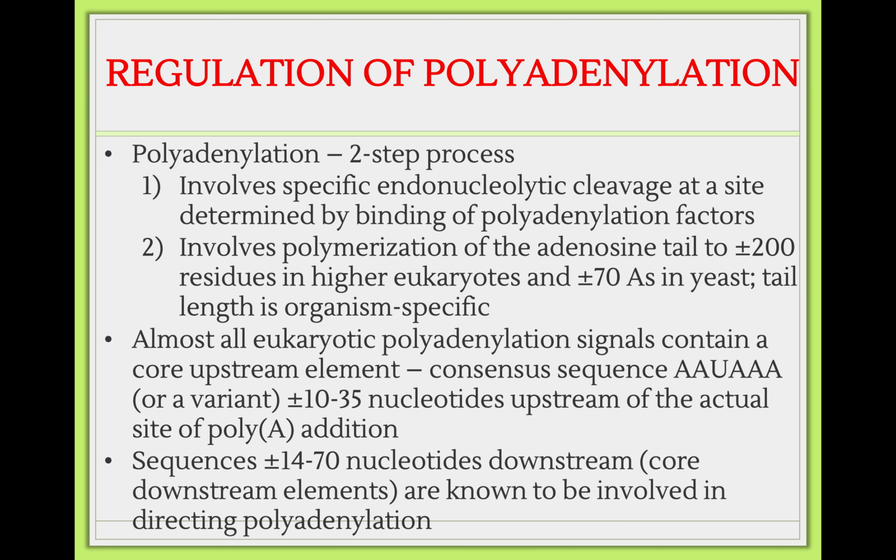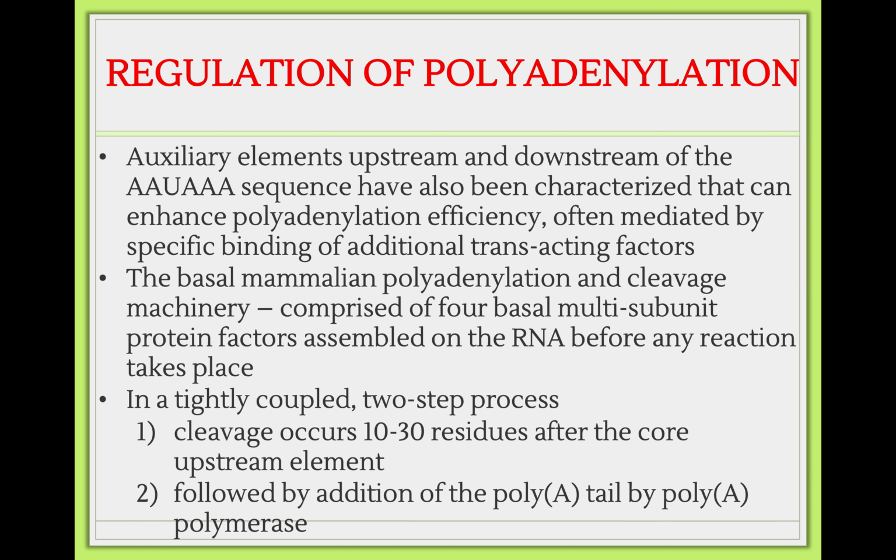Almost all eukaryotic polyadenylation signals contain the core upstream element, which is the consensus sequence AAUAAA, or sometimes a variant. This is about 10 to 35 nucleotides upstream of the actual site of poly A addition. The sequences of about 14 to 70 nucleotides downstream, which is known as the core downstream element, are known to be involved in directing polyadenylation. Apart from that, there are also auxiliary elements upstream and downstream of the AAUAAA sequence, which have been characterized, and they could enhance polyadenylation efficiency. And this, of course, is often mediated by specific binding of additional trans-acting factors.